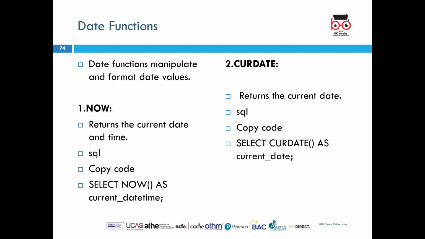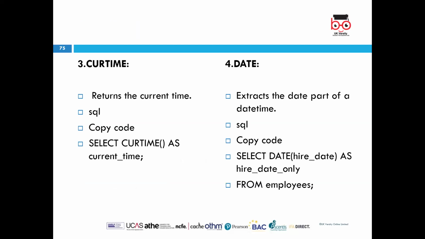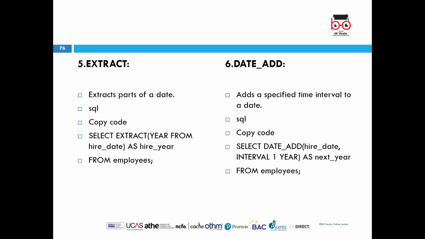Date functions manipulate and format date values. Now returns the current date and time, and current date returns the current date. Current time returns our current time, and date extracts the date part of the datetime. Extract allows us to extract part of the date, and date add adds a specific time interval to our date.